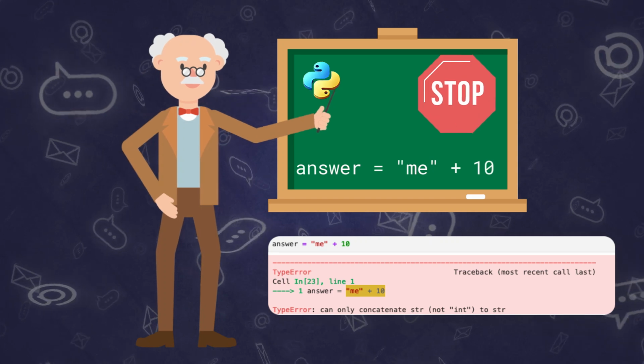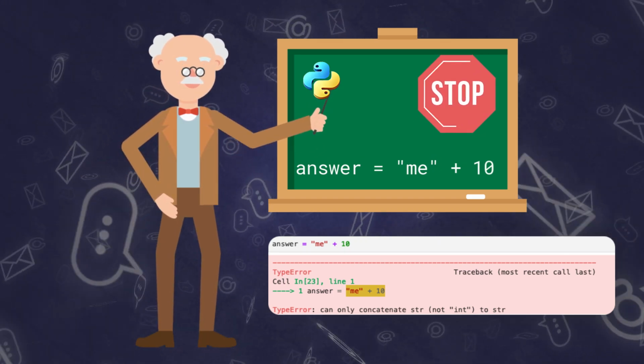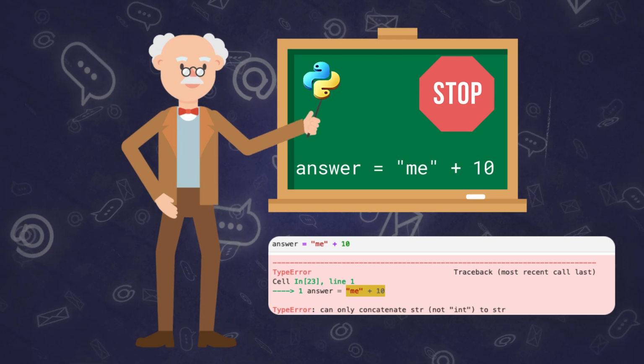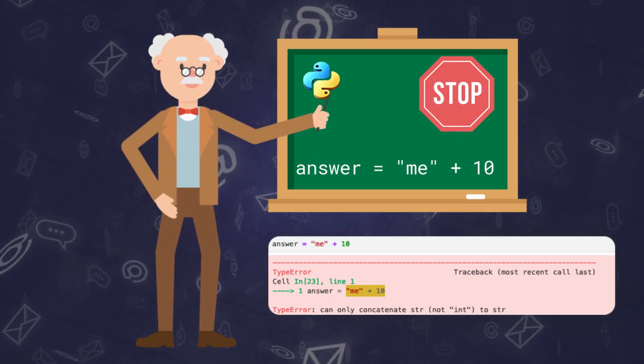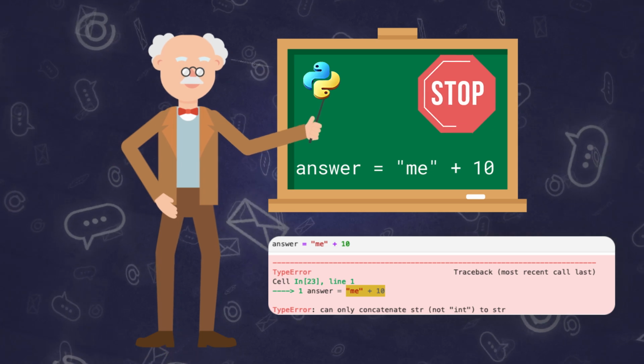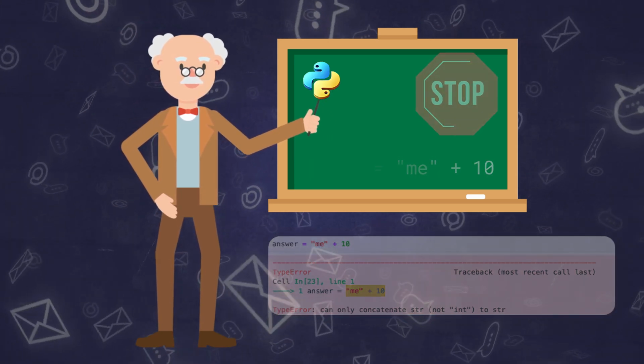We also might have the correct elements, the correct punctuation, if you like. But it's not semantically correct to add a string to an integer or a number. So this is going to produce an error.